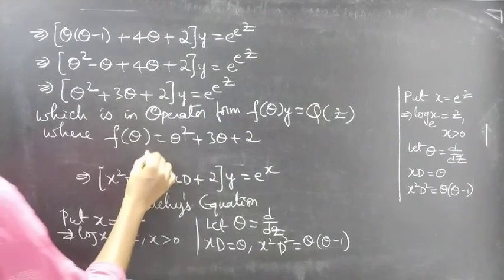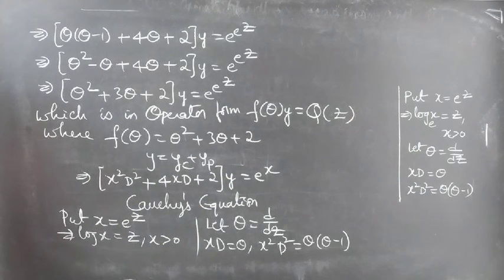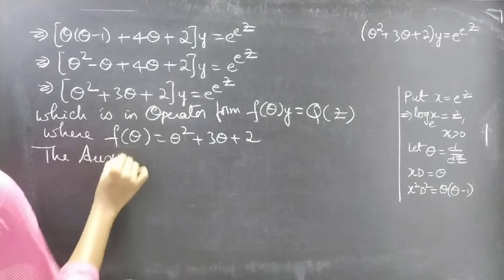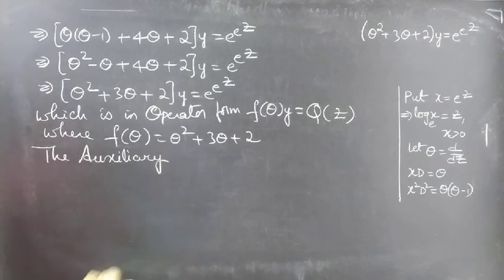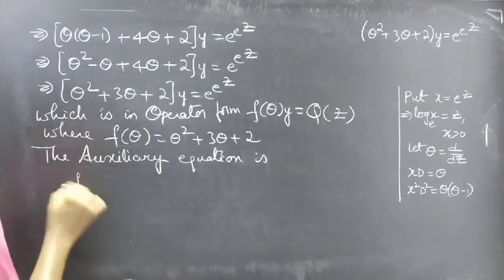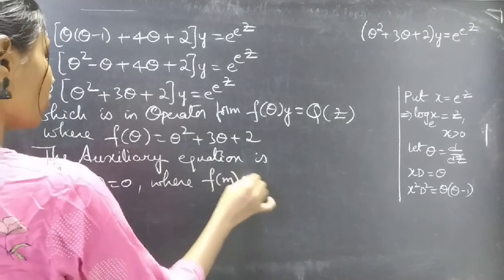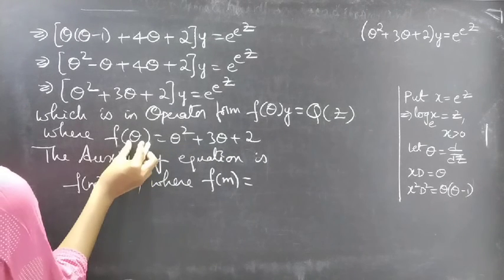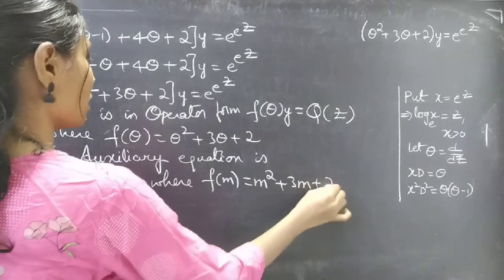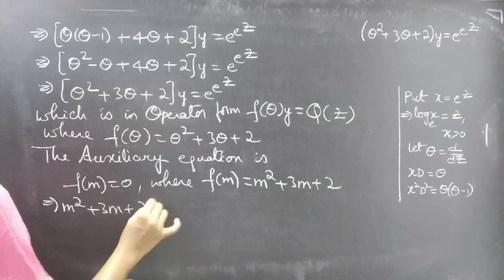Now we need to find the general solution to the given equation, which is given by y equals to yc plus yp. Now let's find yc and yp. We'll find yc using the auxiliary equation, and the auxiliary equation is f of m equals to 0, where f of m equal to, we have f of theta, theta square plus 3 theta plus 2. Let's replace differential operator theta by m, so that we'll get f of m equals to m square plus 3m plus 2. Then our auxiliary equation becomes m square plus 3m plus 2 equal to 0.